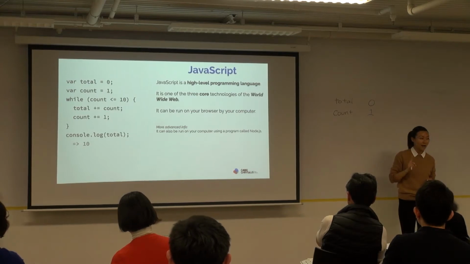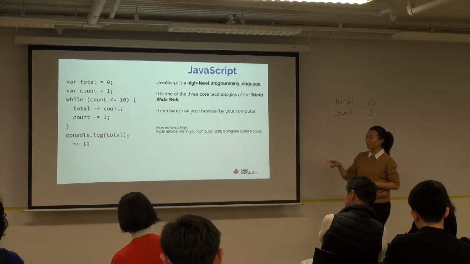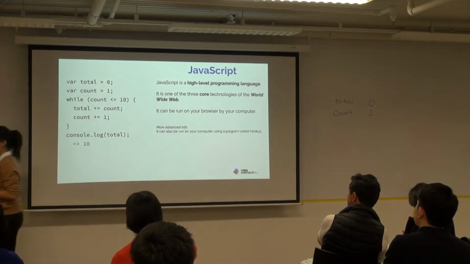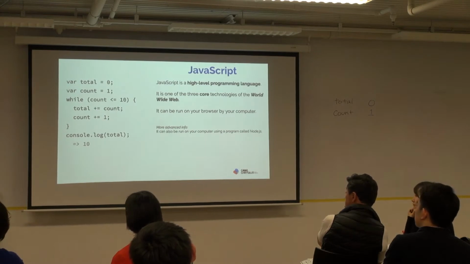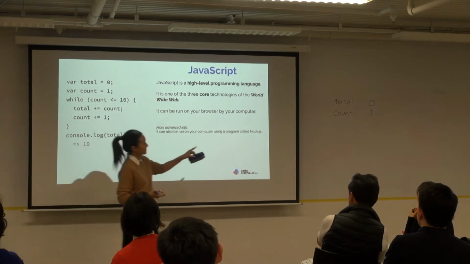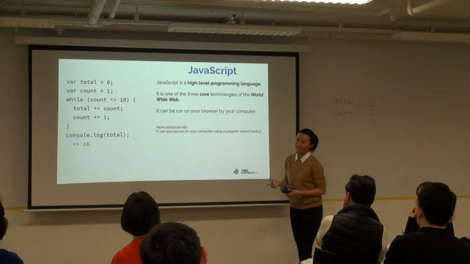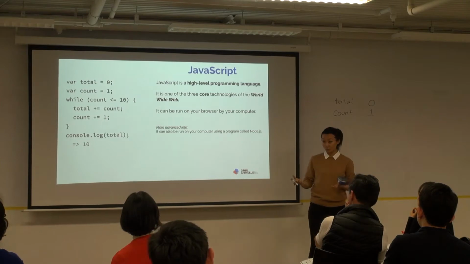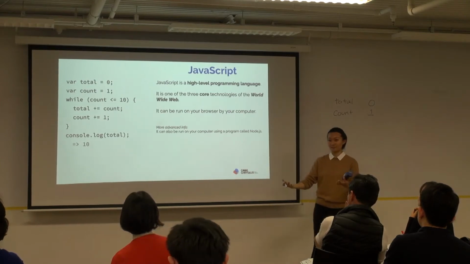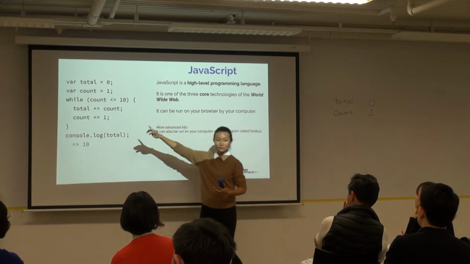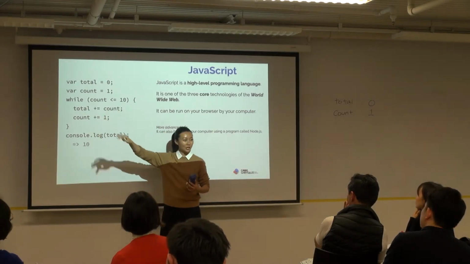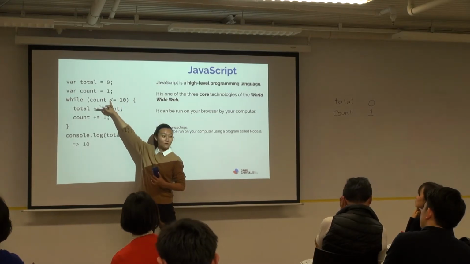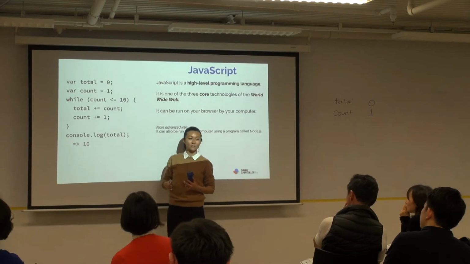Okay, now is a while loop. So while count is less than or equal to 10. Before we go anywhere, what is count? 1. Is 1 less than or equal to 10? True. Because it is true, we loop. We keep doing the same thing until this expression is false.